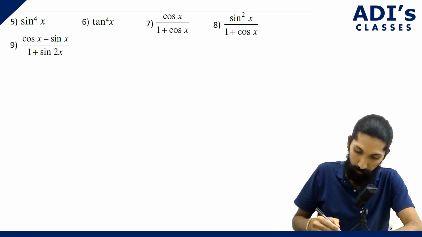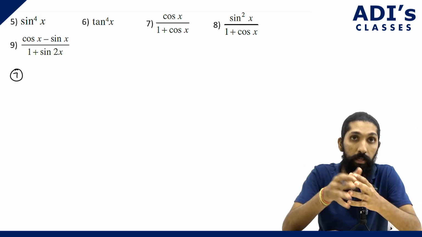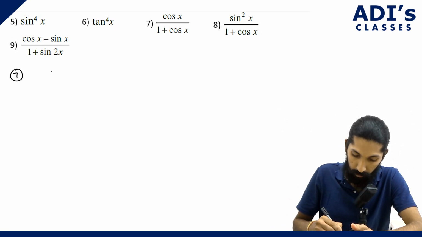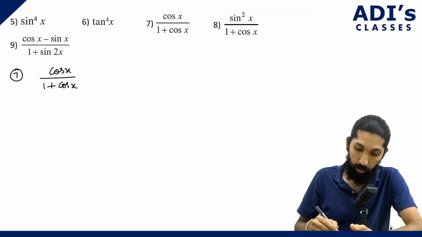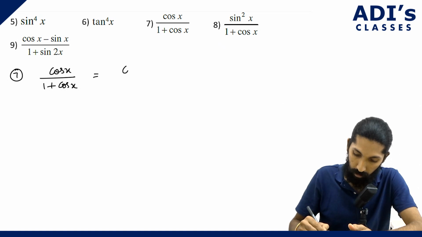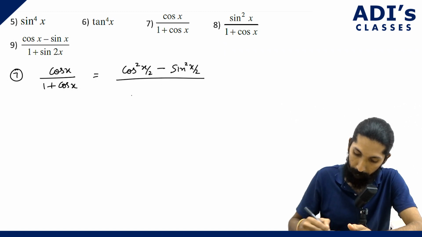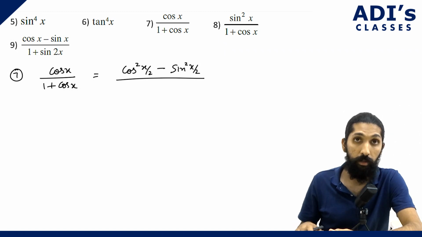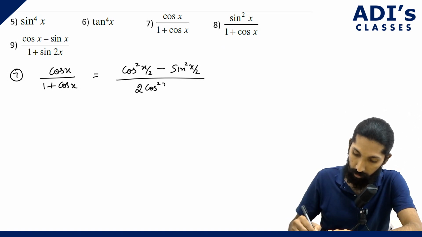Problem. See here, cos x by (1 plus cos x), correct? Now convert this in the submultiple angle. All right. See, you have cos x divided by (1 plus cos x). Now you can write this cos x, the numerator, as cos square (x by 2) minus sin square (x by 2). All right. Now 1 plus cos x. Now 1 plus cos 2 theta is basically 2 cos square theta. This is going to become 2 cos square (x by 2).